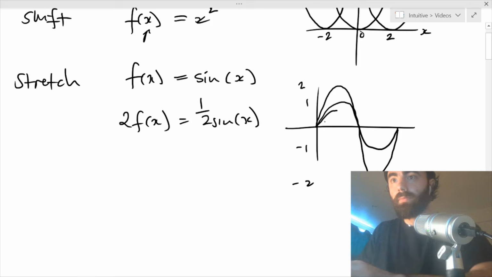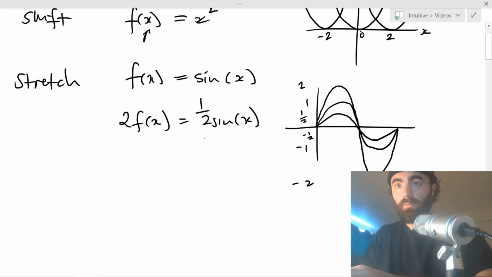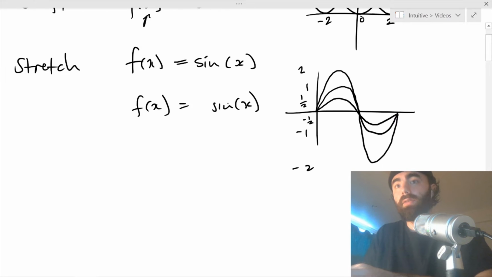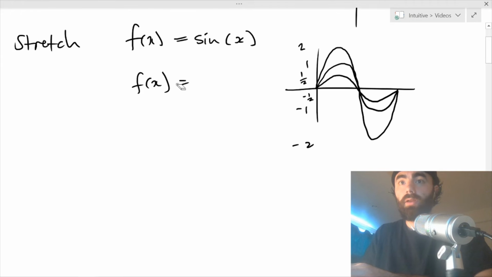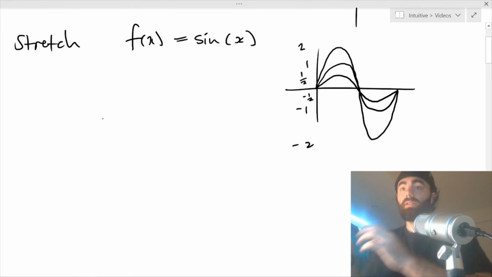Sorry if I'm going quick, but I don't want this video to be too long. That would halve the amplitude, right? We go to a half and a -half. They're just halving the amplitude, so that would halve the y direction. Now again, this might trip you up. So that's stretching in the y.